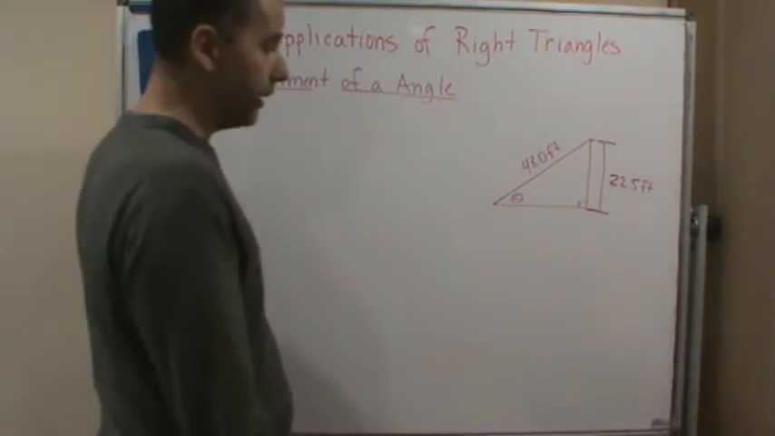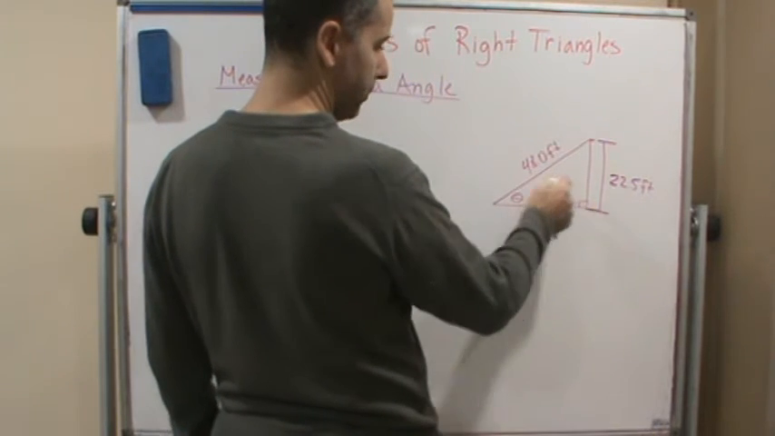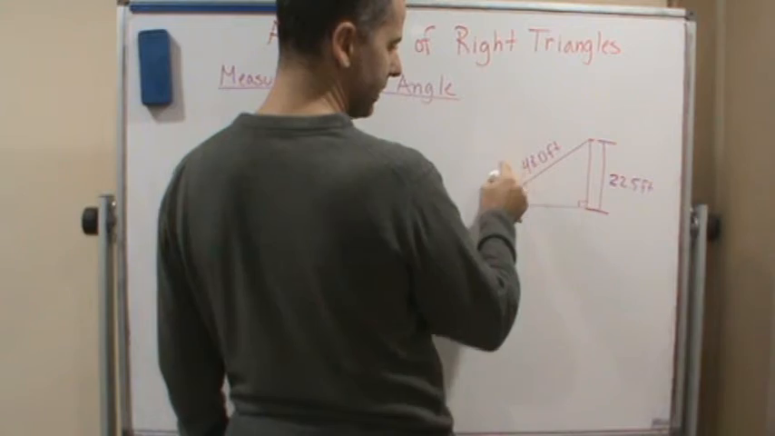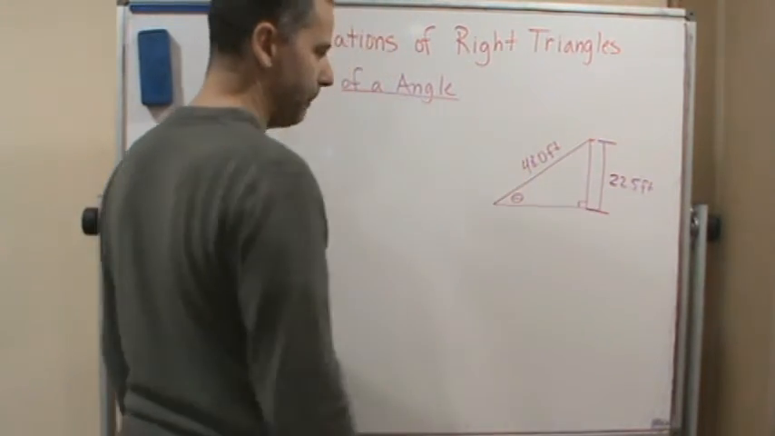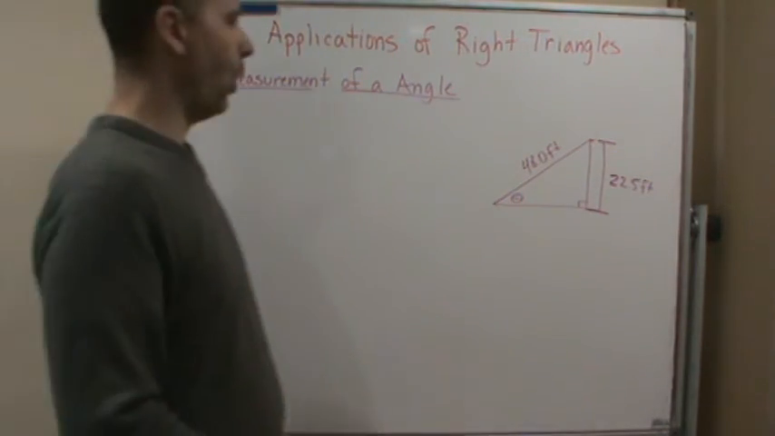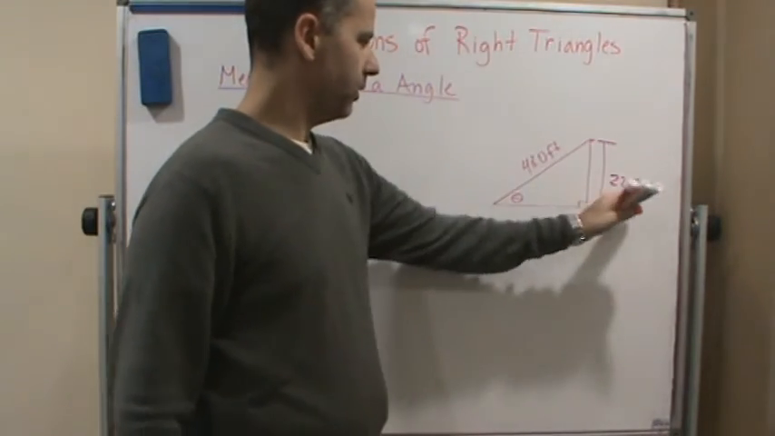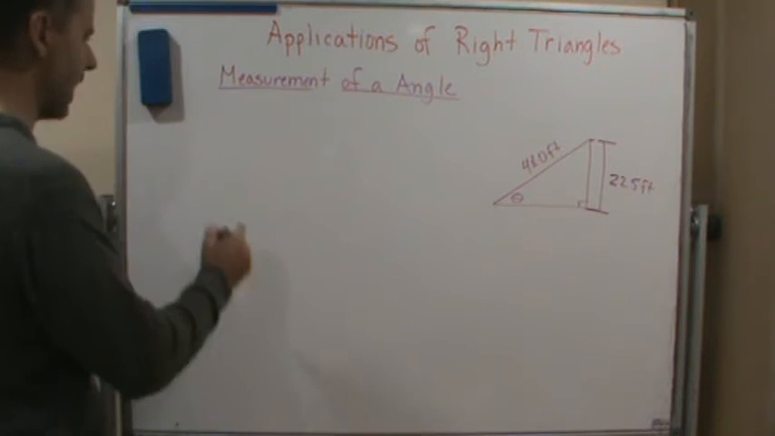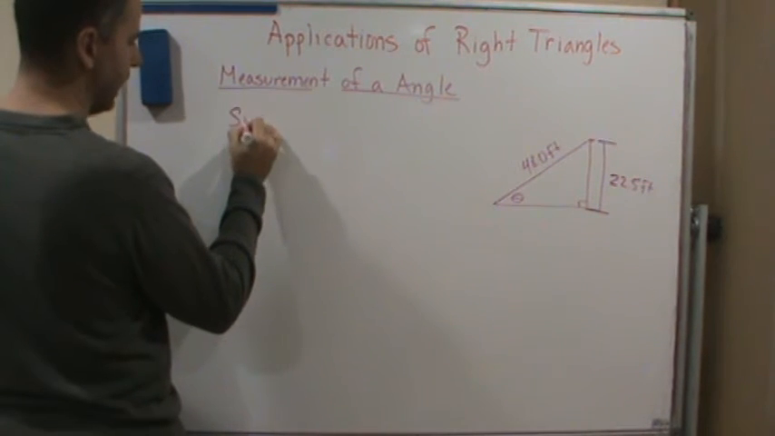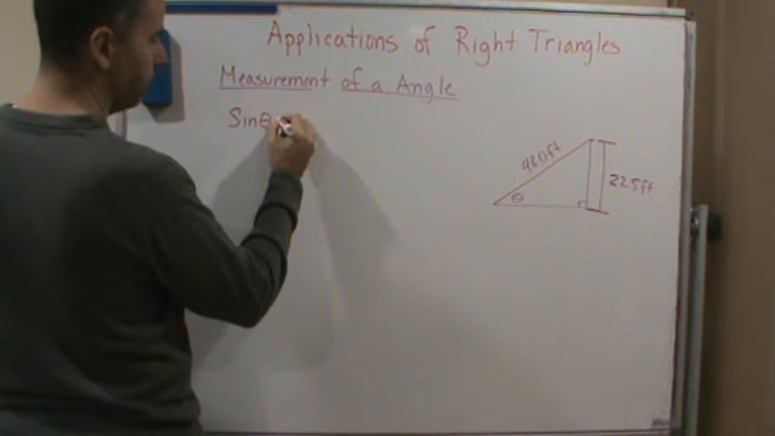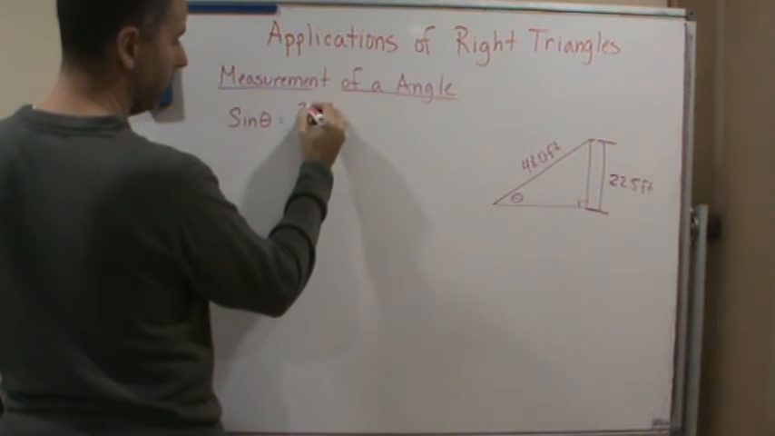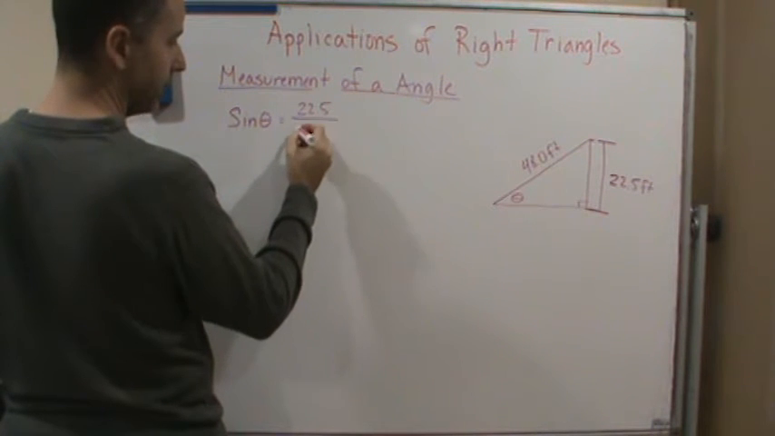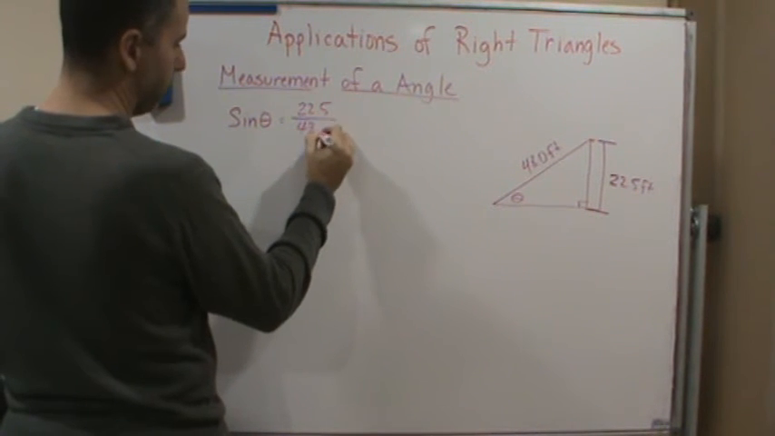Now here's the thing. We've got the height, and we've got the hypotenuse, the length of the escalator. So that makes the opposite side and the hypotenuse of the right triangle. What trigonometric function takes the ratio of opposite and hypotenuse? Well, that's going to be sine. So we're going to use sine theta equals opposite over hypotenuse, so 22.5 feet divided by 48.0 feet.